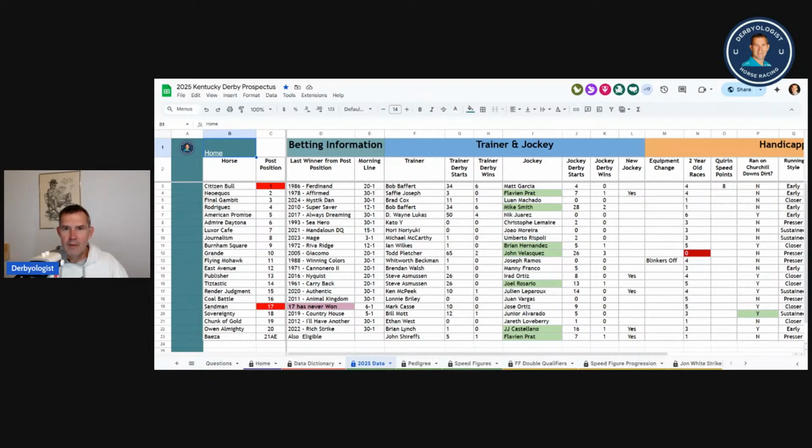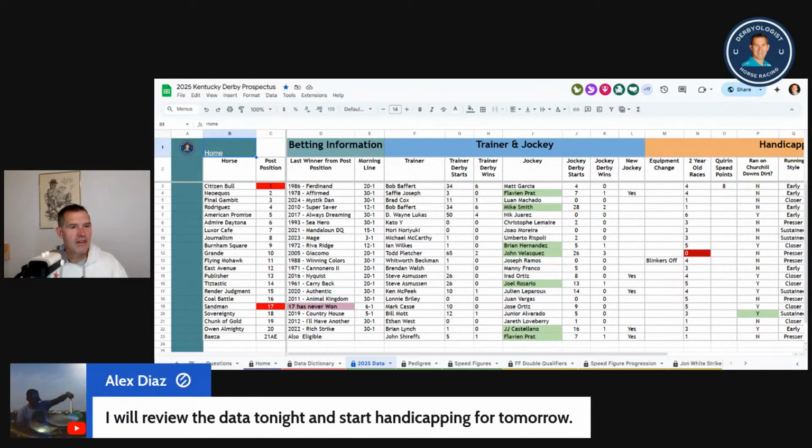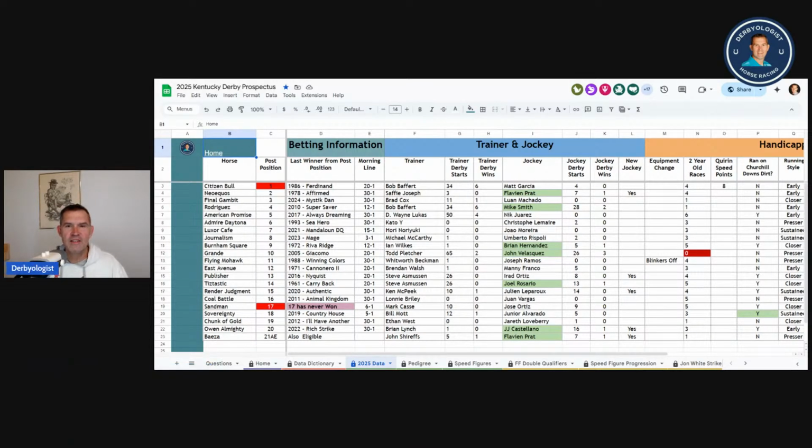And remember, people have opinions, horses have the facts. And remember, Alex is going to review the data and start handicapping tomorrow. Good. So remember, you still have to get a good trip. You still have to be training well. You still have to work out well. But let's have a good Derby and let's get some information out there for Saturday. See you tomorrow night at 5:30.